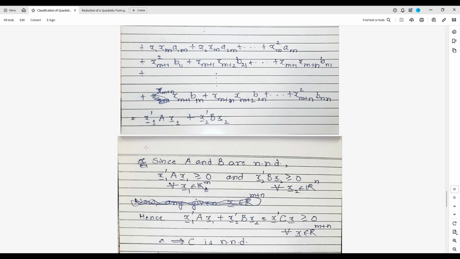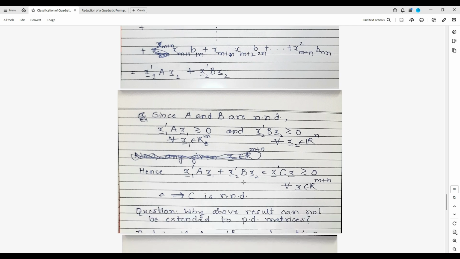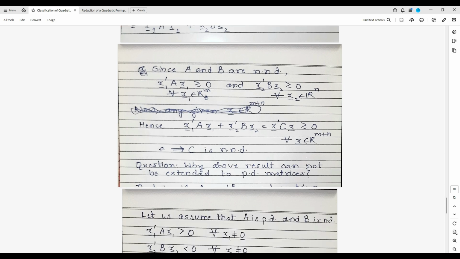Since x1 itself would be in m-dimensional Euclidean space and x2 would be in n-dimensional Euclidean space, and because A and B are non-negative definite, we have this even for these x1 and x2. As a result, both are greater than or equal to 0, which means the addition is also greater than or equal to 0. And because this is true for every x1 and every x2, it is true for every x in m plus n dimensional Euclidean space, which makes C a non-negative definite matrix.